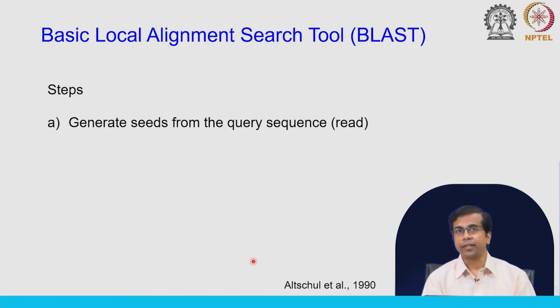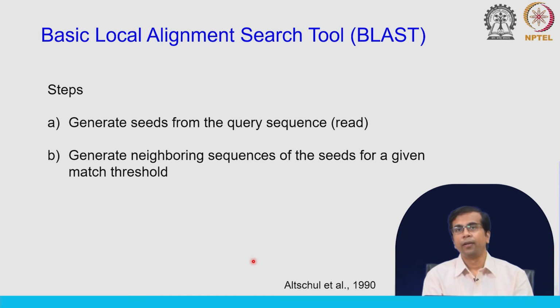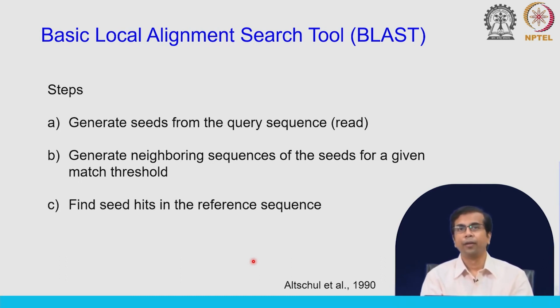So, first you generate seeds from the query sequence. We will talk about what these seeds are. These are actually substrings, only a small part of the full sequence of the read. Then we generate neighboring sequences of the seeds for a given match threshold. So, we also account for sequencing errors or mutations, and we look at these neighboring sequences or neighborhood sequences. We will take an example to understand this better.